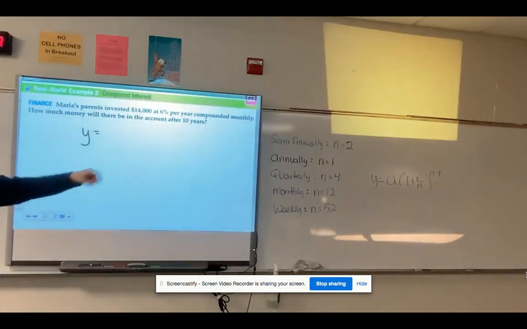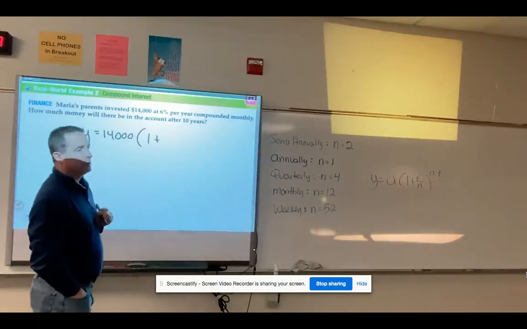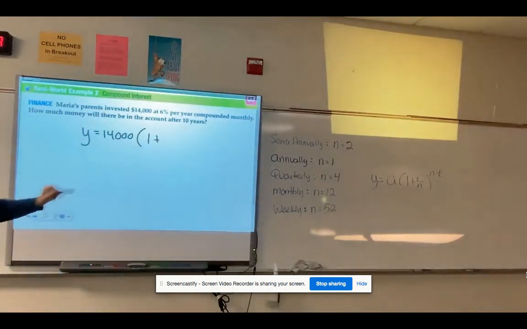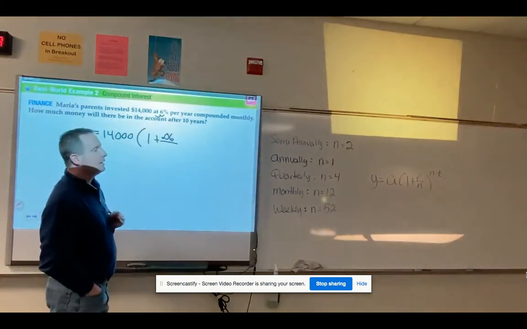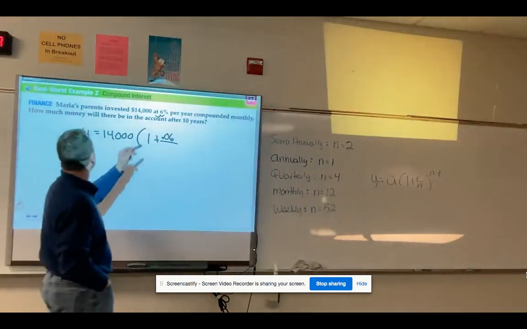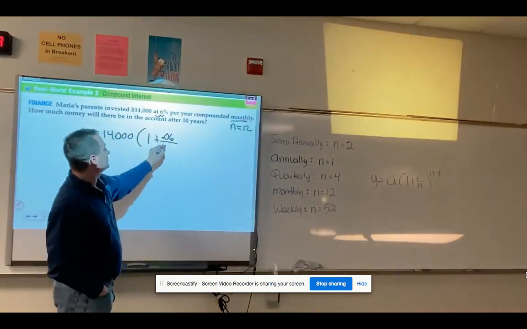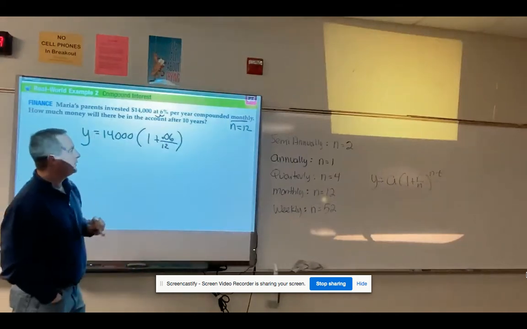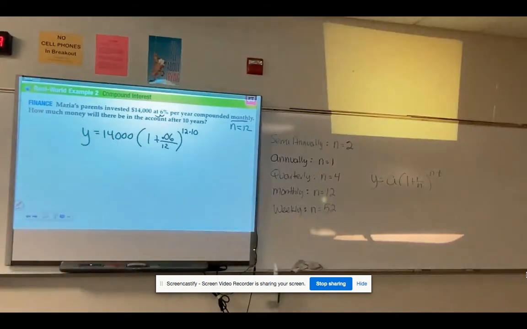A is the beginning amount. The amount we're starting with is $14,000. 1 plus r, the rate, 6%. We've got to change it to 0.06 divided by n. Now here's the key. What is n? Does it tell us how many times it's compounded per year? It says monthly. That means n is going to be 12. 12 times per year, raised to the 12 times 10 power, 10 years later. So there's the equation with all the numbers in it. Very similar to exponential growth, but now we have that n in there.